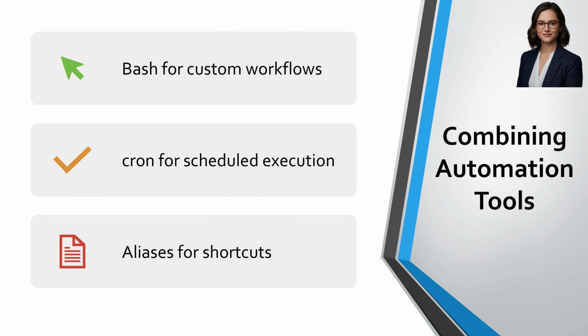By combining bash scripting, cron jobs, and aliases, you can significantly automate repetitive tasks in Linux. Bash scripting allows you to create custom tools and workflows. Cron enables you to schedule these scripts, or any command, to run automatically, and aliases provide convenient shortcuts for frequently used commands. These tools are essential for system administrators and any Linux user looking to improve their efficiency.